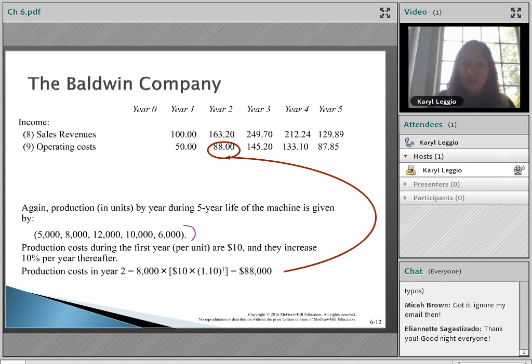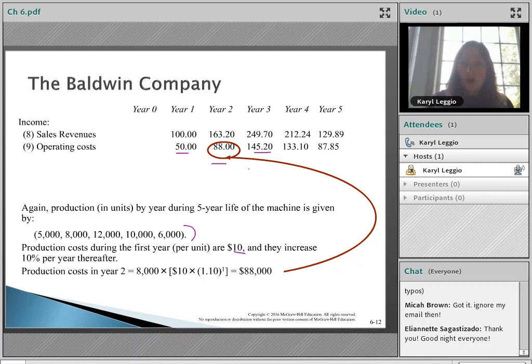The costs are $10 in the first year, and our costs are going to increase by 10% a year. So of those 5,000 units we sell, the cost is going to be $10 per unit, or $50,000. The next year we're selling 8,000 units, and the cost is $10 times a 10% increase, or $10 plus $1, $11 times 8,000 units means our costs are $88,000. And the next year, it's going to be the $11 per unit cost times a 10% increase, so it's going to be $12.10 times 12,000 units. That's how we're going to get that 145.